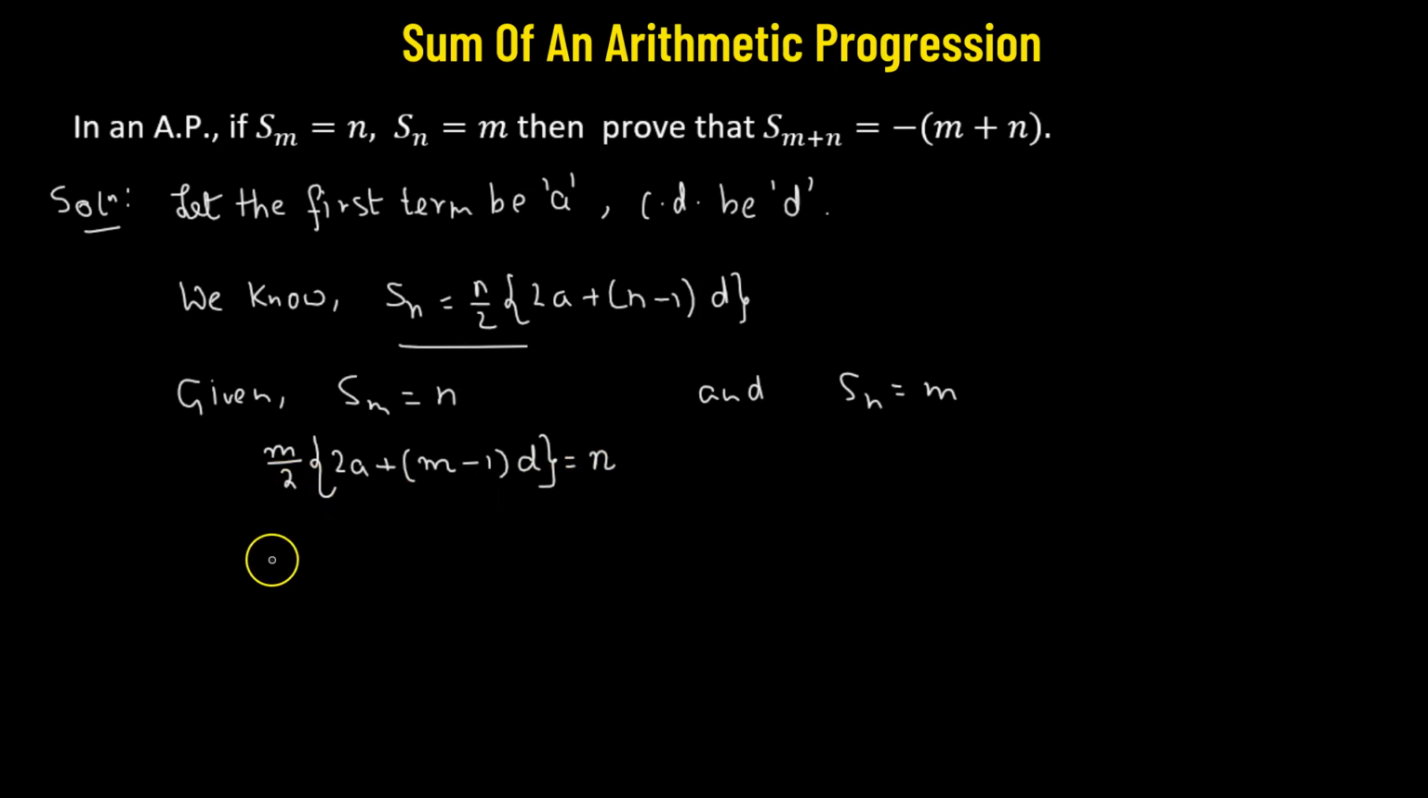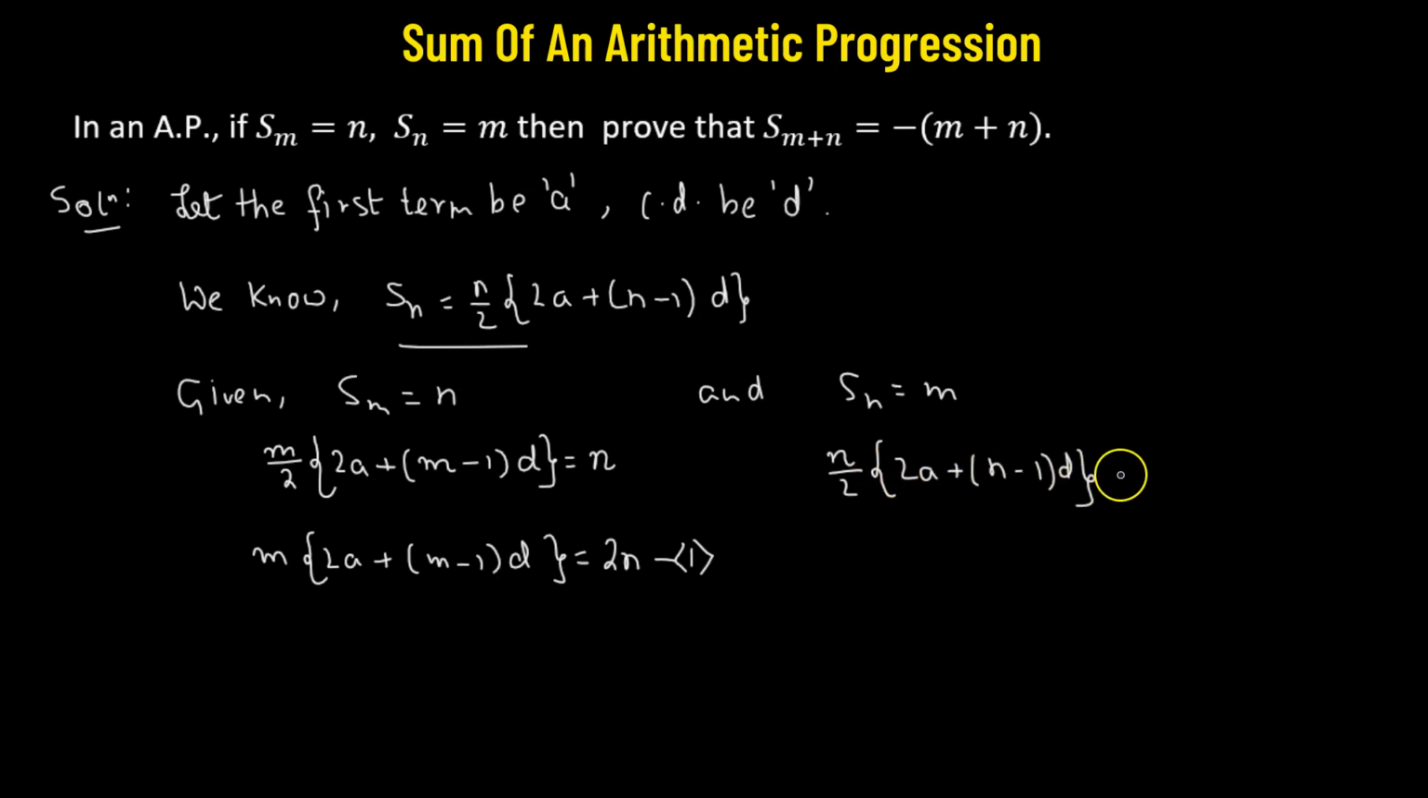So this is going to be equal to n. Multiplying both sides by 2, we'll have m multiplied to 2a plus m minus 1 times the common difference d, equal to 2n. So let's label this as equation number 1. Then the sum to the nth term is equal to n over 2 multiplied to 2 times the first term plus n minus 1 times the common difference d, having a value equal to m. Multiplying both sides by 2, n multiplied to 2a plus n minus 1 times d equals 2 times m. So let this be equation number 2.